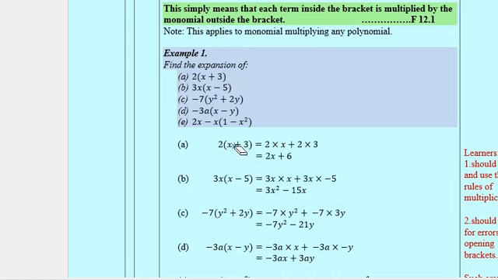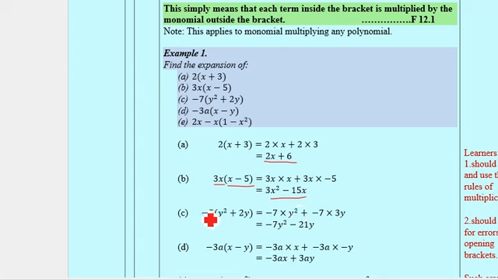So here they are giving you an example: 2 times x plus 2 times 3. So in other words, the number that is outside multiplies the terms that are inside, and we are going to end up with such an answer. The same applies with this. This term is going to multiply these other terms which are inside, and 3x times x we are going to end up with 3x squared, and then 3x times negative 5 we are going to end up with negative 15x.